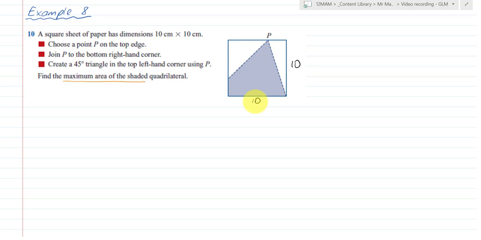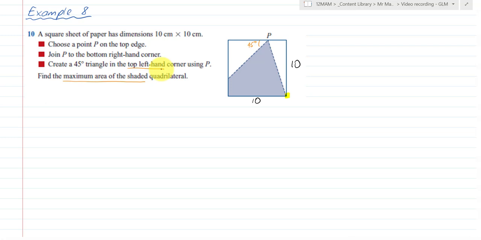Choose a point P on the top edge. That's been done for us. Join P to the bottom right hand corner. So that's happened just here. Create a 45-degree triangle on the top left hand corner using corner P. So we've created that 45-degree triangle. This is the 45 degrees. So it says in the top left hand corner, so it's talking about that top left hand corner triangle there.